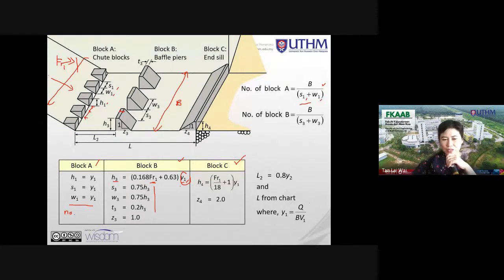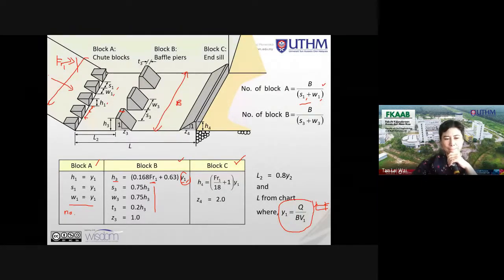Sometimes, if Y1 is not given directly or explicitly in the question, you can use this formula to find it. You should know that Q is equal to A times V. B times Y is your A. Basically, we are using a rectangular section. For a rectangular section, you have Q equals BYV, which is AV. Okay, you'll get back this formula.